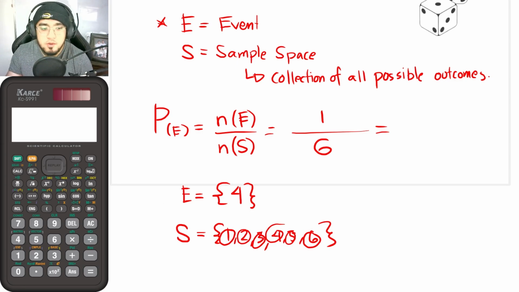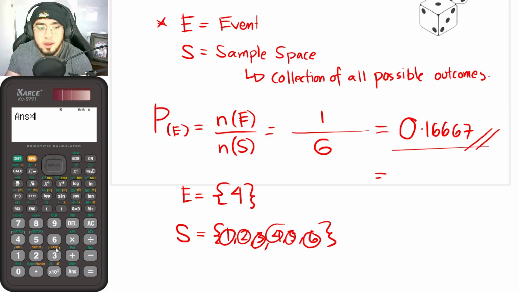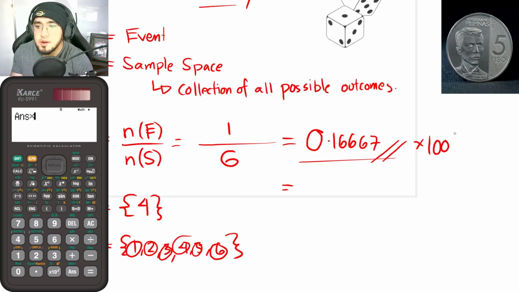Suppose that we calculate it using the calculator to your left. That is basically 1 over 6, which is 0.16667. This is the rate of probability. Probability is often shown as a percentage, so in order to convert this into a percent, just multiply it by 100%.